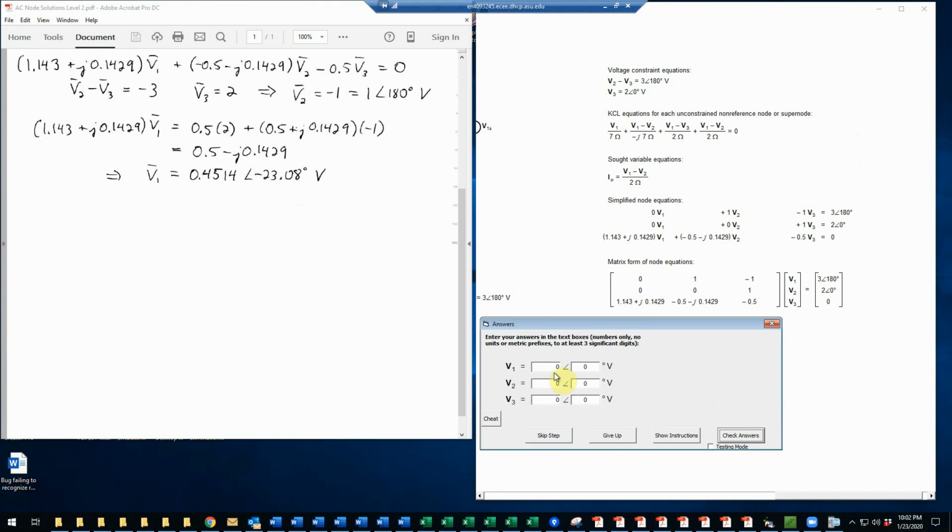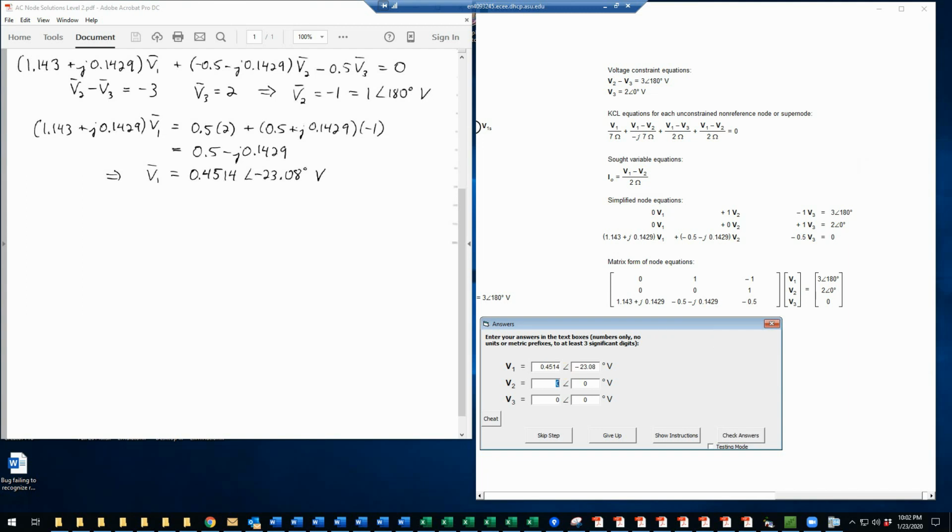So V1 here, I'll enter that as 0.4514, angle negative 23.08. Oops, forgot the decimal point.